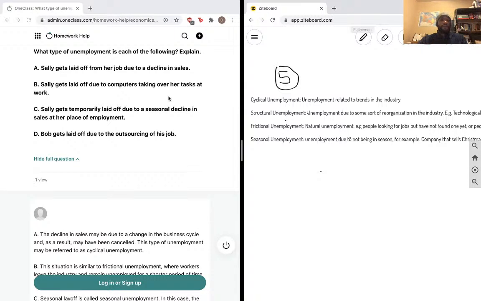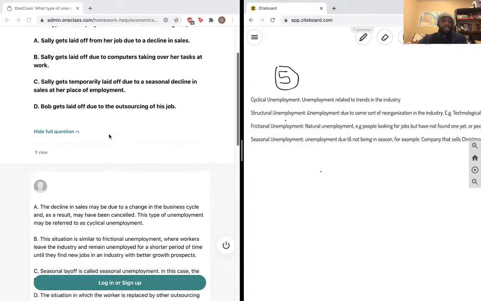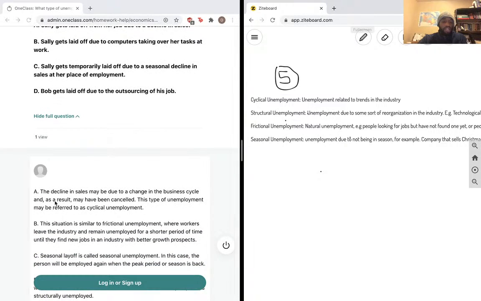Sally gets temporarily laid off due to a seasonal decline in sales at her place of employment. And this sort of already tells us the answer by saying the seasonal decline. Seasonal layoffs is called seasonal unemployment. In this case, the person will be employed again when the peak period of the season is back. And we agree with that.